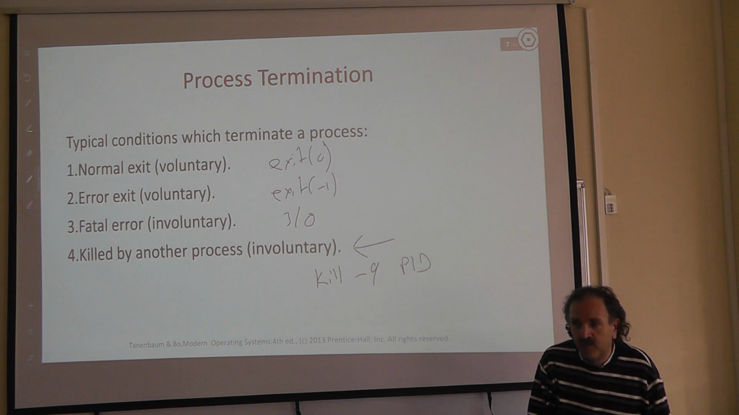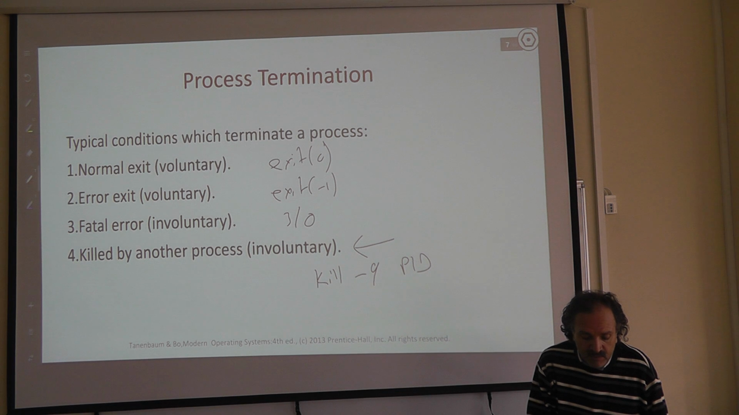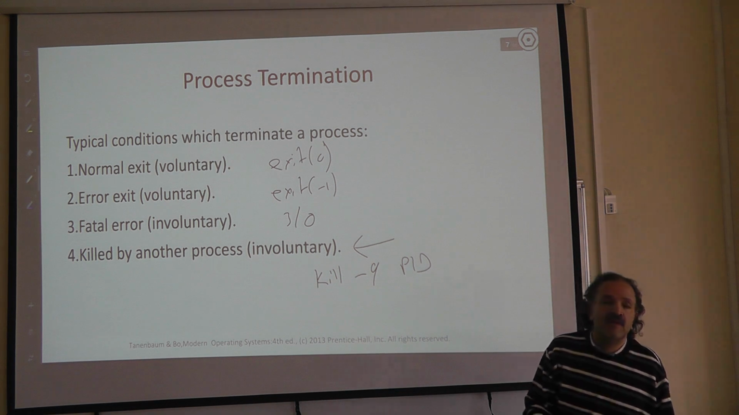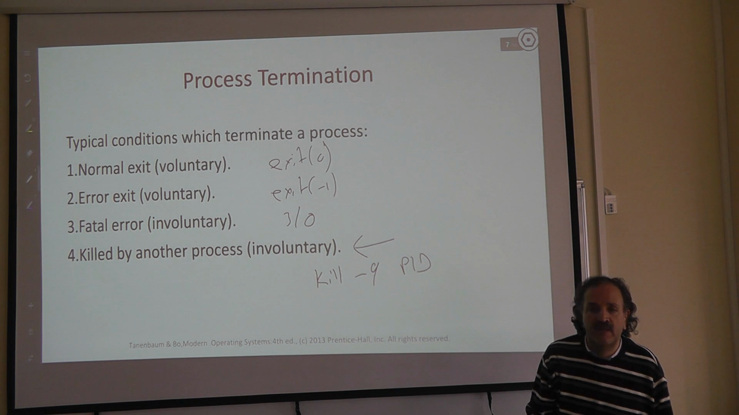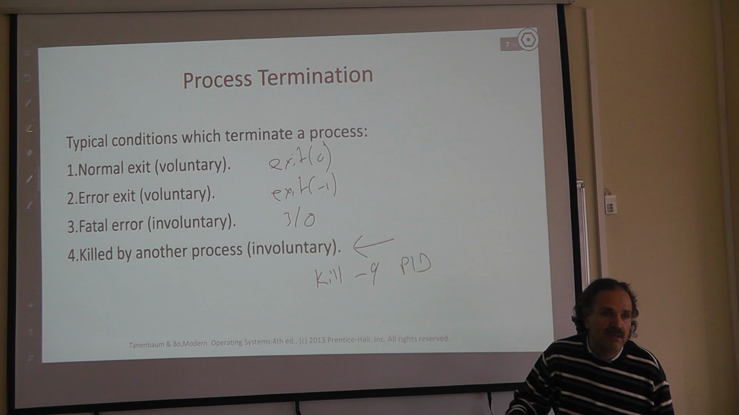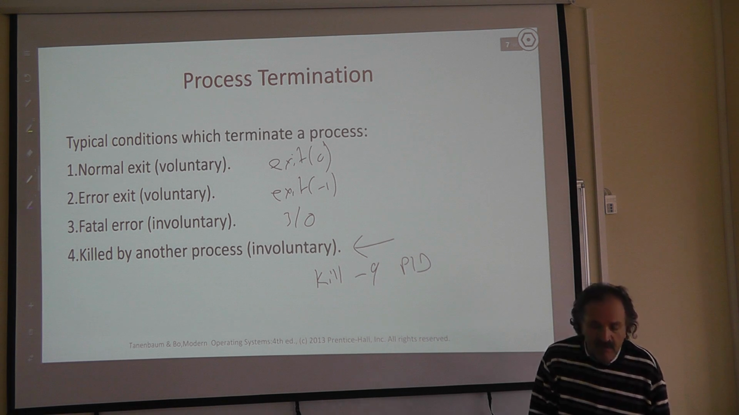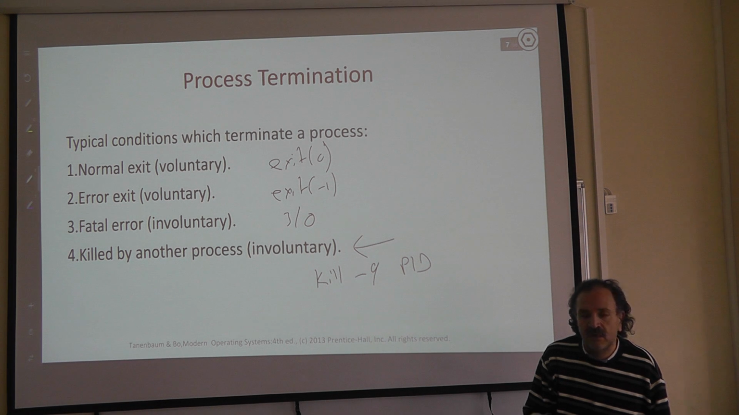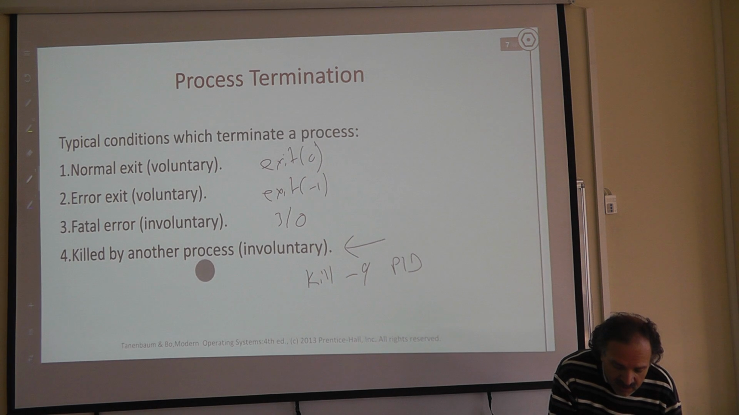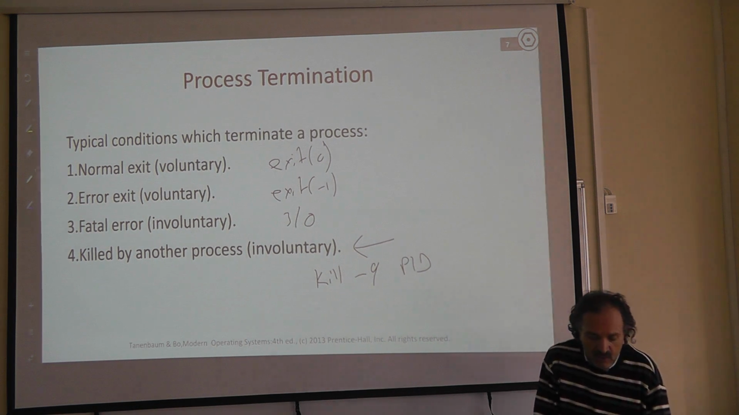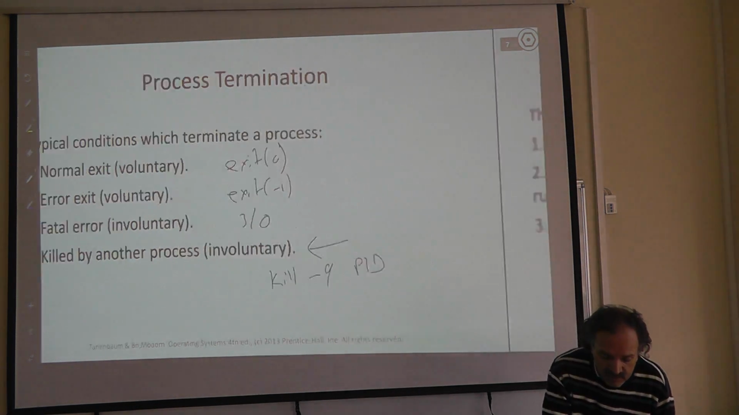So if I have enough permission, I can kill or terminate processes. Or if I am shutting down my computer, the operating system terminates all the processes one by one, right? It kills all the processes one by one. Or if I am logging out, all of my processes are killed by the operating system one by one. So these are all involuntary termination of the processes.